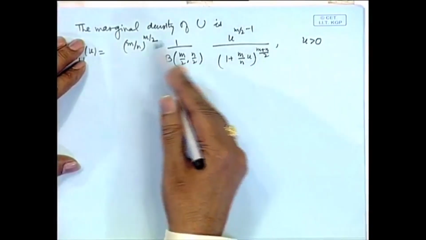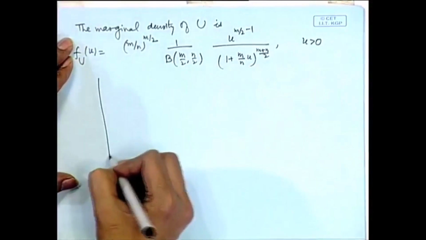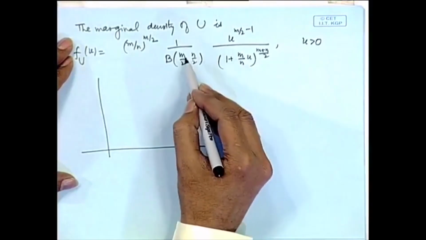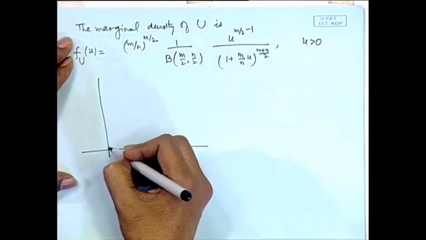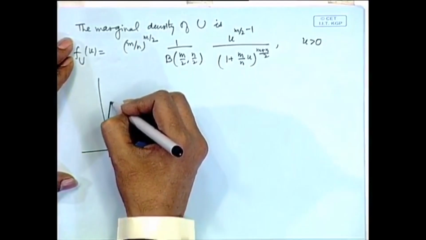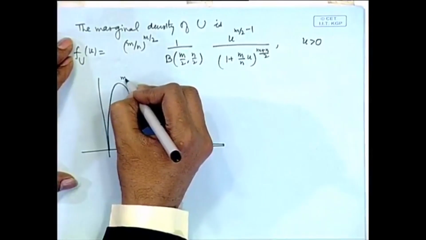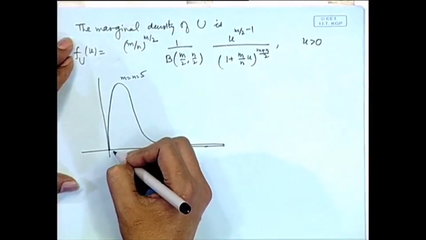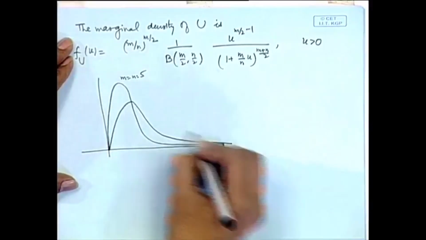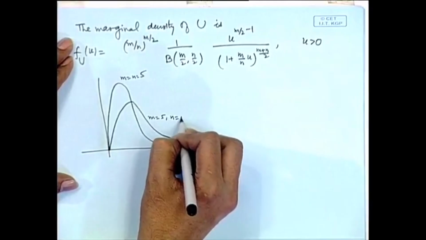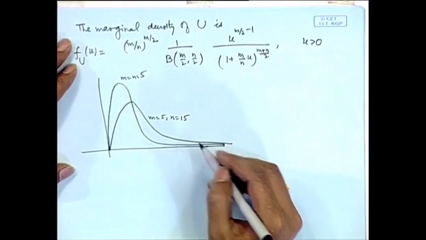Obviously, this is a distribution of a positive valued random variable and it is positively skewed. However, the shape will vary depending upon the values of m and n. So, I can just give one example here. If I consider, say, m and n equal to 5, then the form of the density is somewhat like this. If I consider, say, m equal to 5 and n equal to 15, then the form is something like this. So, likewise for different values of m and n, you get different shapes of the curves.